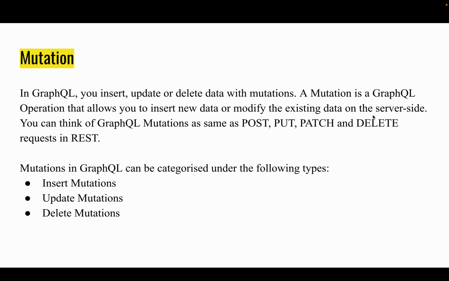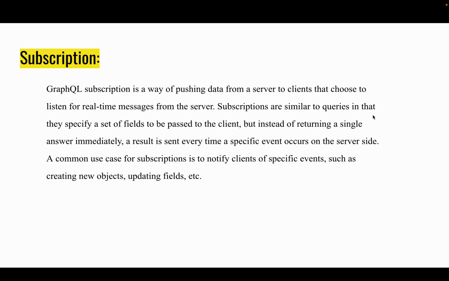So mutation is a GraphQL operation that allows you to insert new data or modify the existing data on the server side. So you can think about GraphQL mutation the same as POST, PUT, PATCH, and DELETE requests in REST. Mutation in GraphQL can be categorized under the following types: insert mutation, update mutation, and delete mutation. It's pretty clear. And what is subscription?